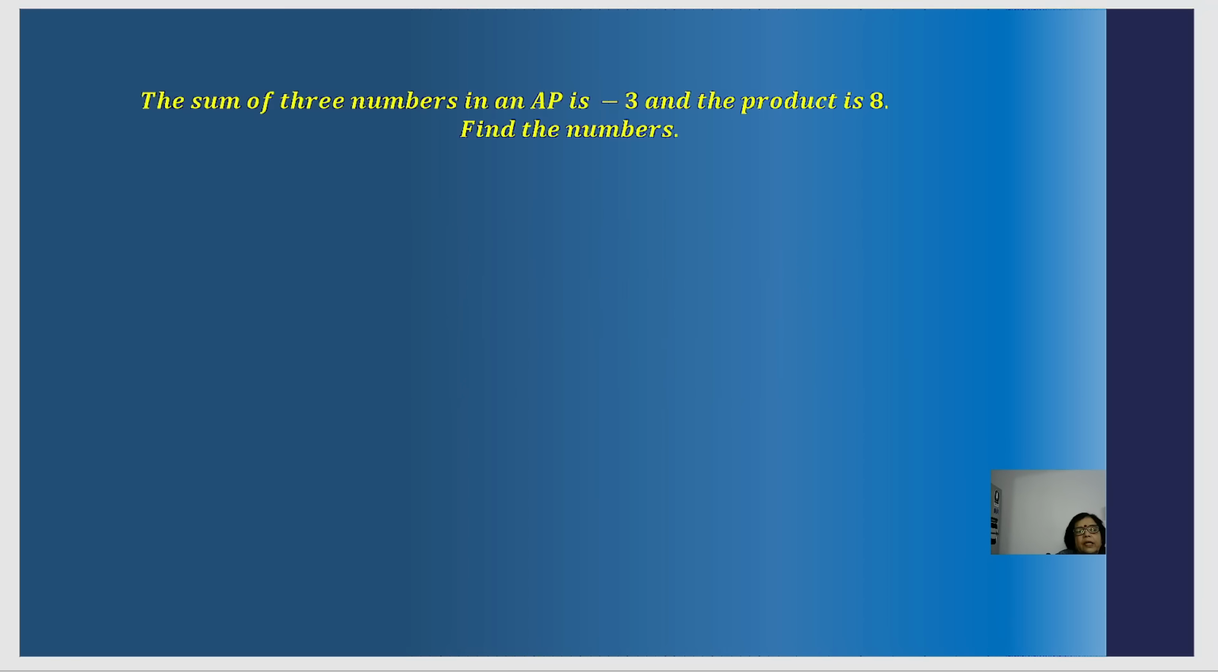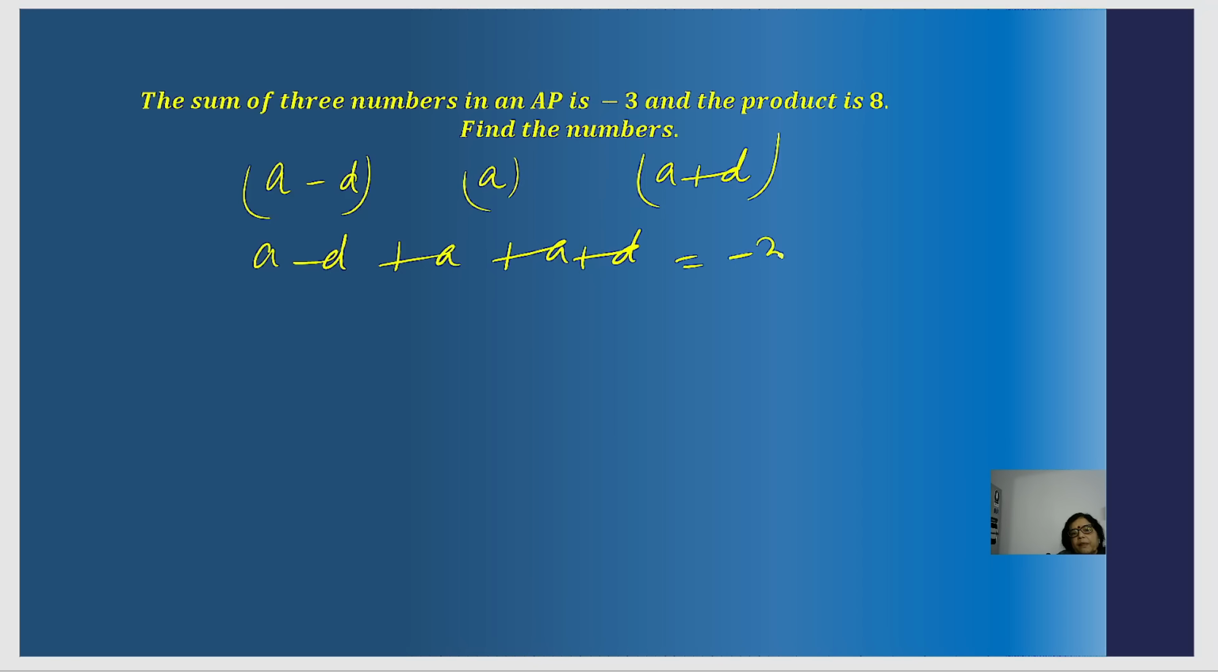So let us take the next question that is based on this selection of terms. Sum of three numbers in an AP is -3 and the product is 8. Find the numbers. Now here we are given the sum of three numbers in an AP. So what happens if I take my selection as a minus d, a and a plus d? If I add these three terms, what am I going to get? A minus d plus a plus a plus d is equal to -3. So then minus d and plus d will get cancelled. We are left with 3a is equal to -3.